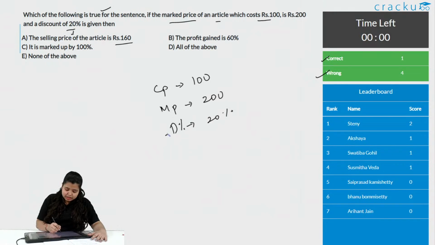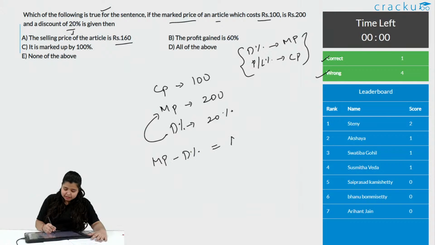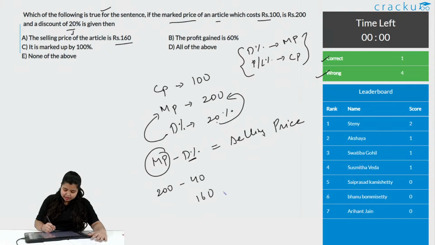You must know the discount is always on the marked price. As I have said, the discount percent is always on the marked price, and profit or loss percent is on the cost price. So, if you have a marked price and you subtract the discount percent, what you get is the selling price. Marked price here is 200, the discount percent is 20%, and 20% of 200 we know is 40. So, this is 160. So, the selling price is 160, this is correct, yes.